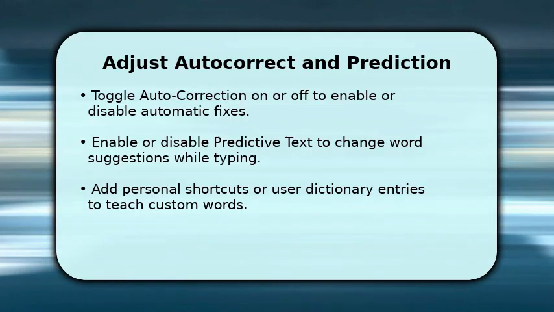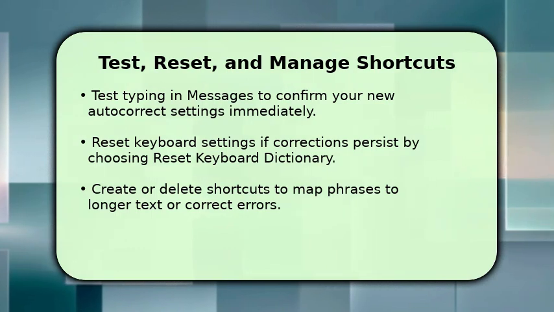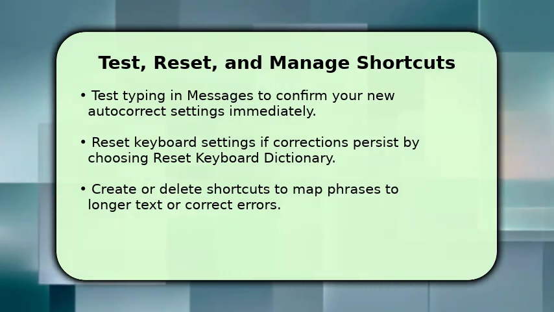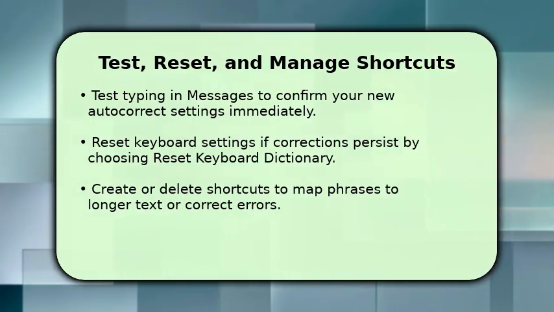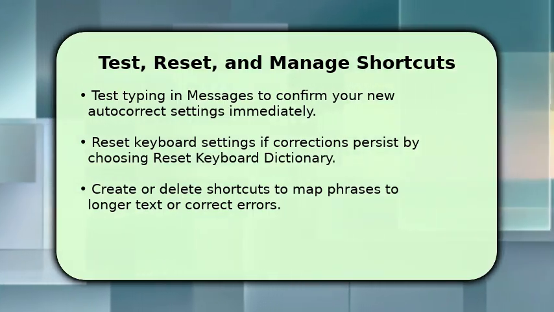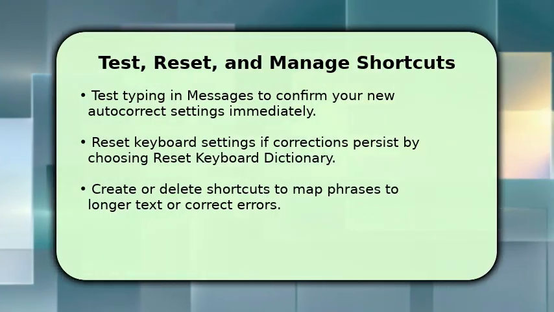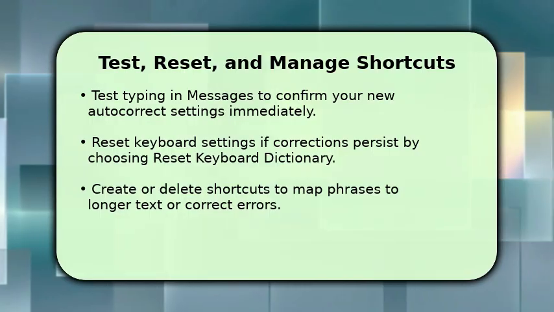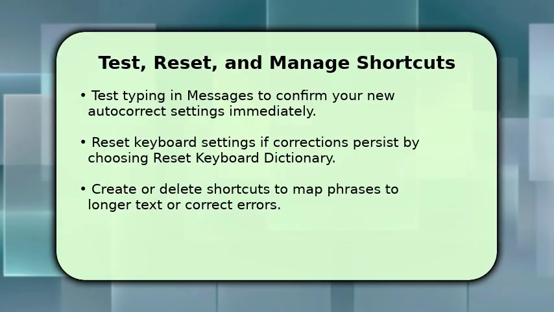After changing settings, open Messages or Notes to test typing behavior immediately. Type common problem words to confirm autocorrect now accepts or corrects them as you prefer. If issues continue, return to Settings and choose Reset Keyboard Dictionary to remove learned corrections. Manage shortcuts by creating mappings from short phrases to full text or delete unwanted replacements. These steps ensure your keyboard behaves.